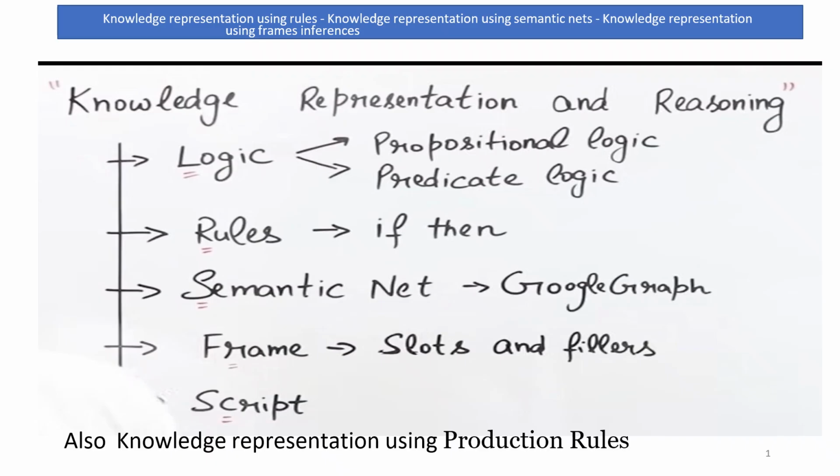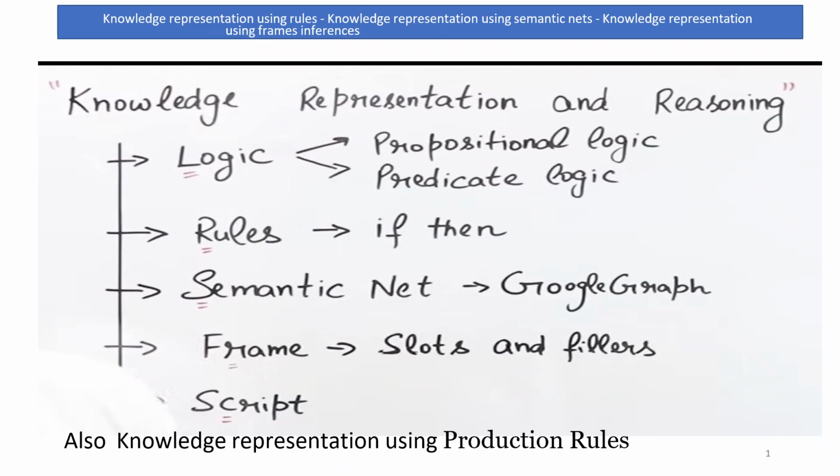So let me see one by one. So first we'll be taking logic. Logic represents knowledge using formal statements and allows for reasoning. So two categories are there: propositional logic and predicate logic. Propositional logic uses simple statements that can be either true or false. Either we can represent them with zeros or ones, or yes or no. It can be represented with some boolean representation also, by using simple statements.